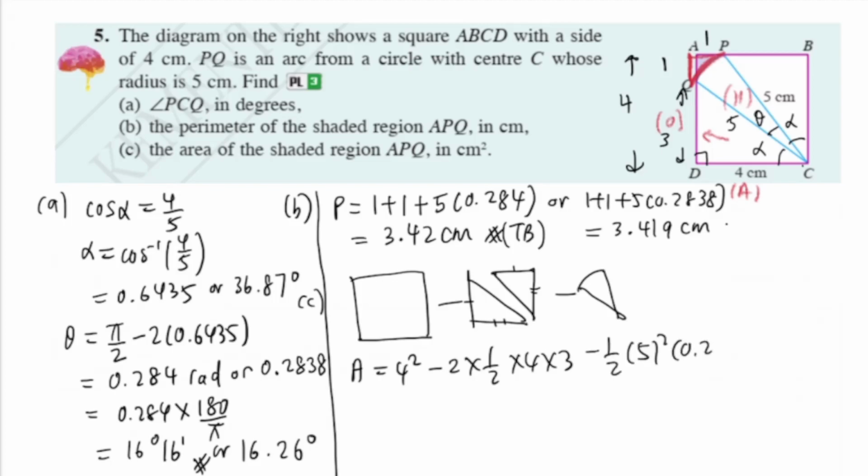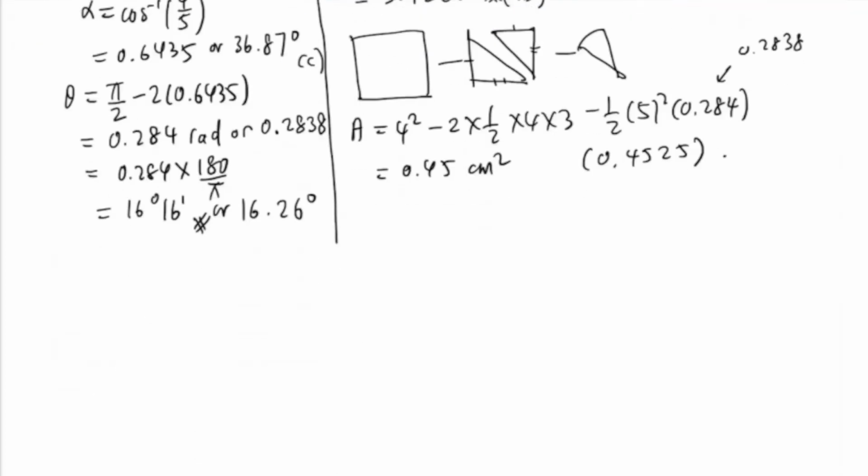Again, there is a difference if you were to use 0.284 versus 0.2838. If you use 0.284, your answer will be 0.45. But if you use 0.2838, your answer will be 0.4525.